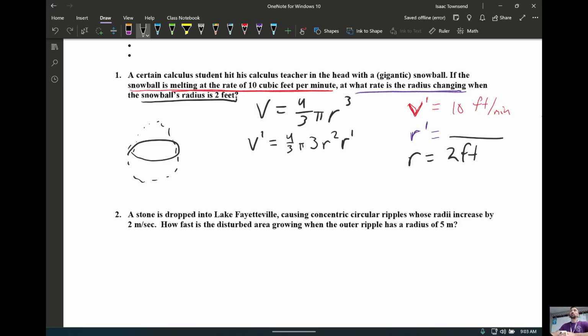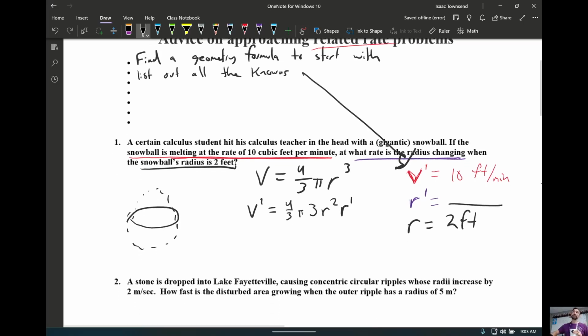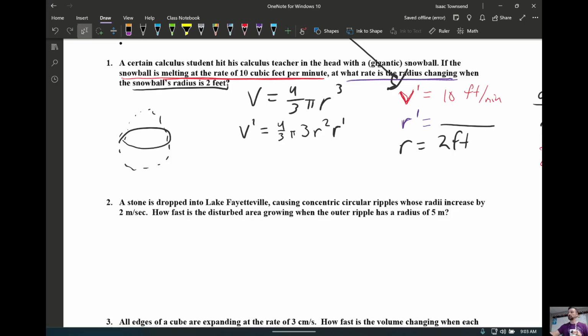So we need to list out all the knowns. That's what I'm doing right here. I know how volume is changing. I know what I'm trying to find. And I know when I'm trying to find it. And for the easier related rate questions, you're almost done. You're going to plug this stuff in over here.